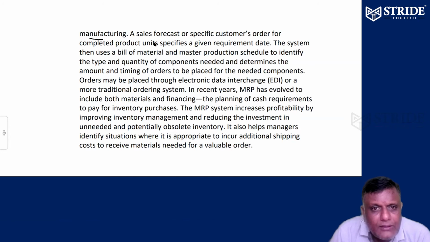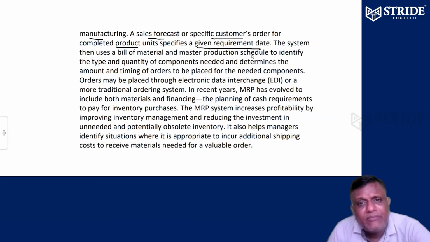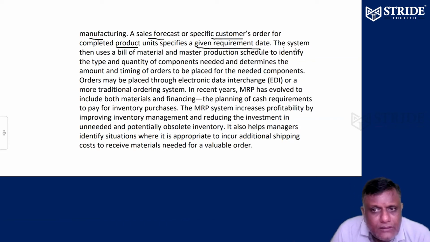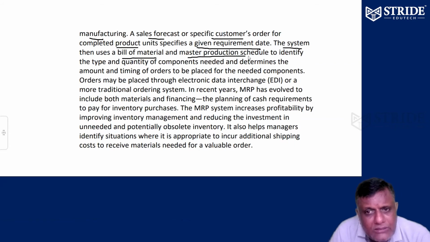A sales forecast, a specific customer order, or a complete product unit with a specified requirement date, everything will be fed into the MRP system. The system will generate the bill of material. It can generate the master production schedule. It can identify the type of material we are going to use, the type of components needed, and the quantity of components needed, and it determines the amount and timing of orders to be placed.